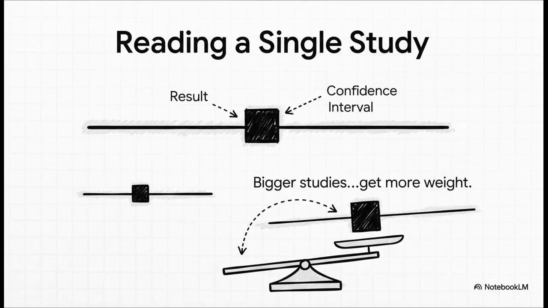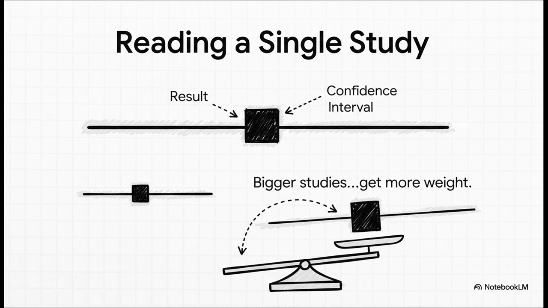See that little square? That tells you the result of that one specific study. Simple enough? Now that horizontal line running through it, that's the confidence interval, which is basically just the margin of error. And hey, notice how some squares are bigger than others? That's on purpose. Bigger studies, the ones with more people in them, they get more weight in the final analysis.